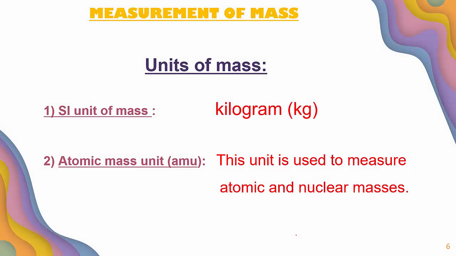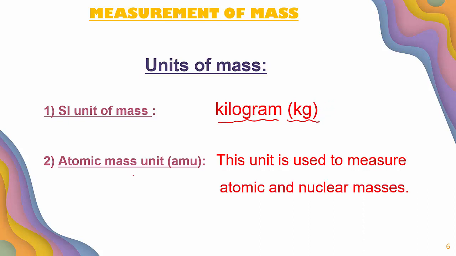Then the unit of mass. Mass can be measured in terms of gram, pounds, kg, AMU. There are so many different types of units to measure mass. But the SI unit of mass is very important. The SI unit of mass is kilogram, or in short the symbol is kg. Kg or kilogram is the SI unit of mass.